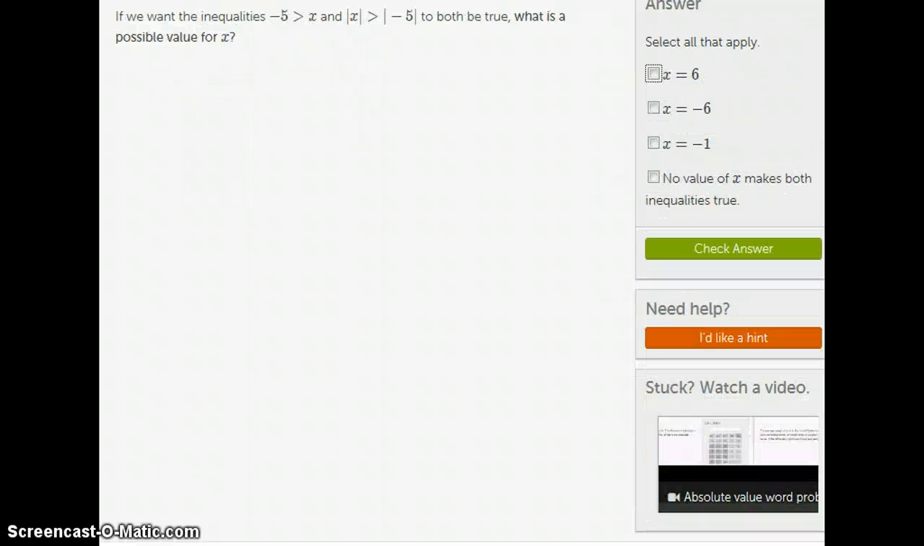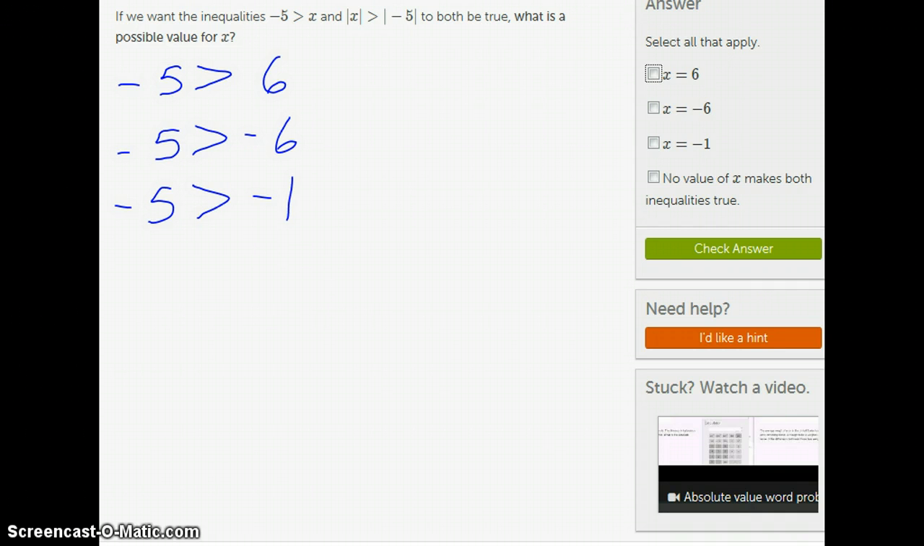Okay, we're going to have this problem here again. We have a negative 5 is greater than x, being 6. A negative 5 greater than x, being a negative 6. And a negative 5 greater than x, which is a negative 1. Which of these statements is true? A negative 5 is not greater than 6. A negative 5 is greater than 6.